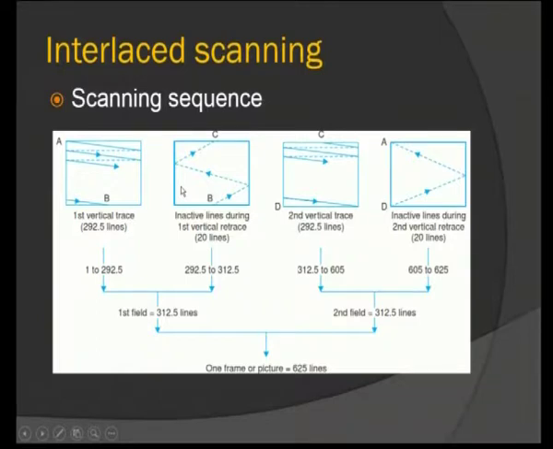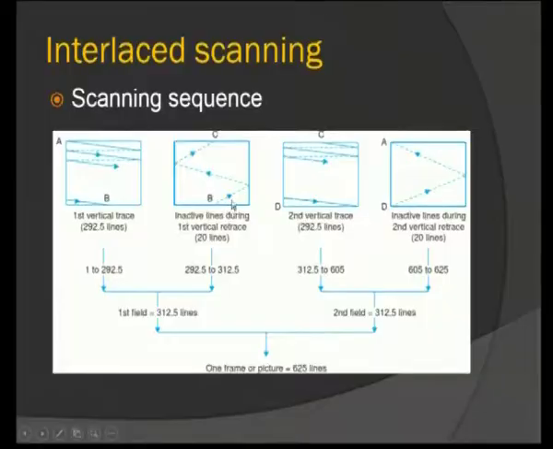So in the very first, that is the odd sequence, only 292.5 lines will be traced in a vertical trace, and this picture shows the inactive portion which is not traced, or these are the retrace lines, the blank lines. This will be 20 lines. So totally, in the first field 312.5 lines will appear. So we complete the first field.